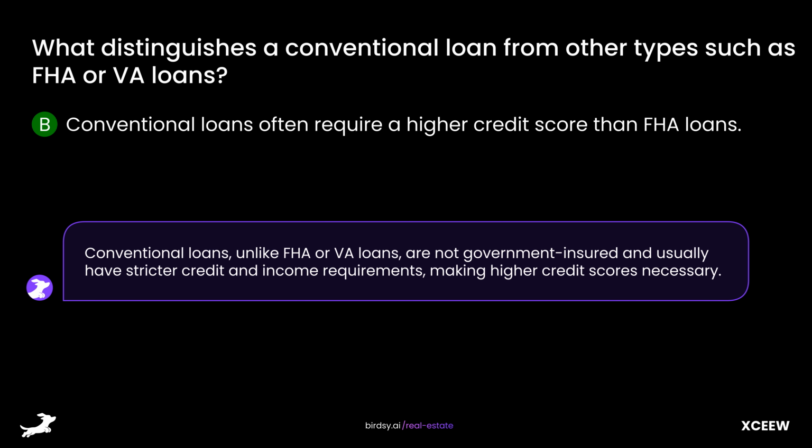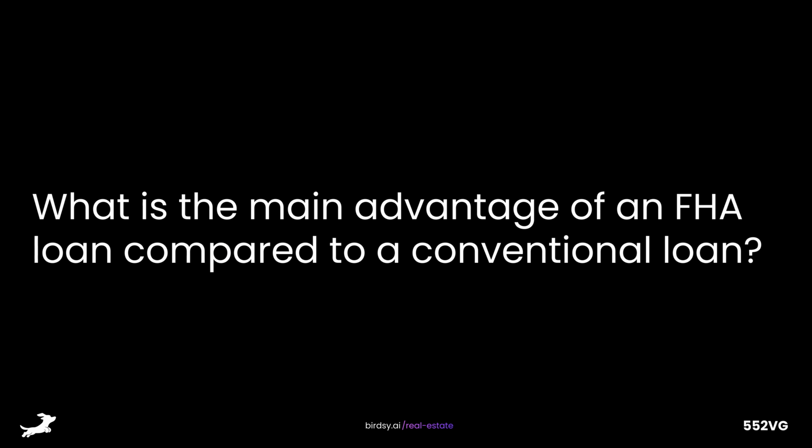Conventional loans, unlike FHA or VA loans, are not government insured and usually have stricter credit and income requirements, making higher credit scores necessary. What is the main advantage of an FHA loan compared to a conventional loan?